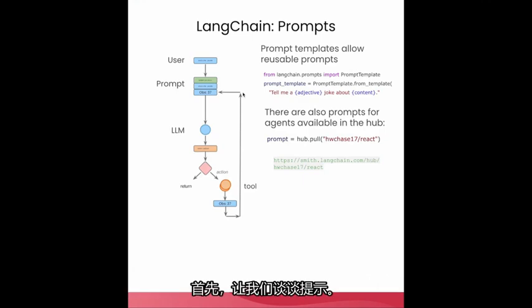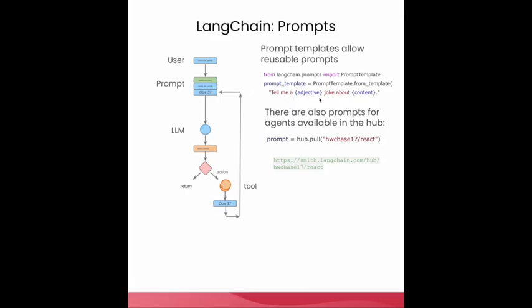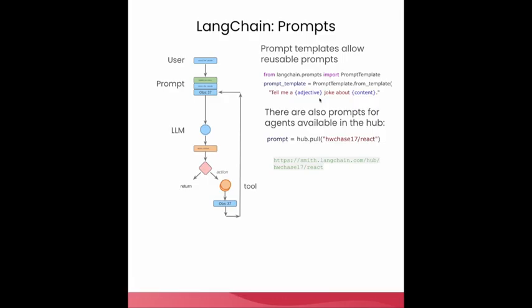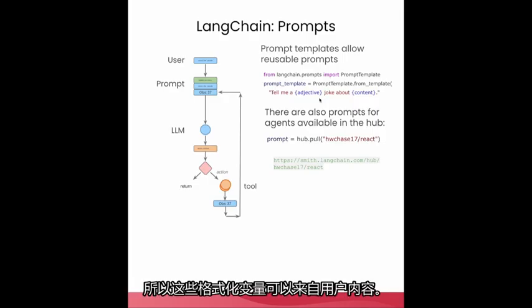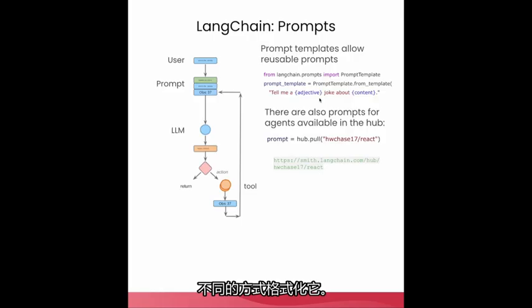First, let's talk about prompts. So prompt templates allow reusable prompts. And what this basically means is that we can create something like this right here, a little string with some formatted variables that we can replace. And so those formatted variables can come from user content. So we can have this prompt template that we format in different ways depending on the user content.